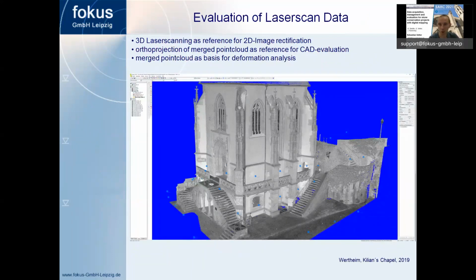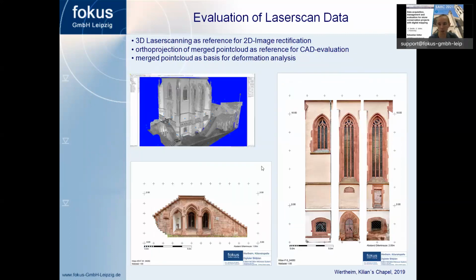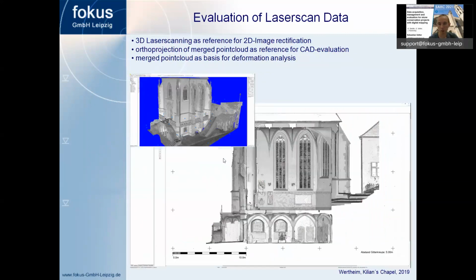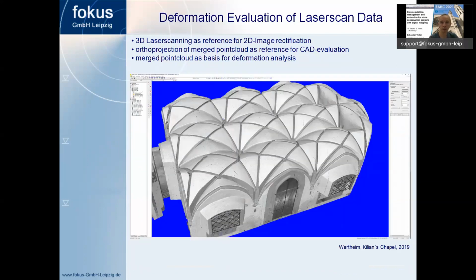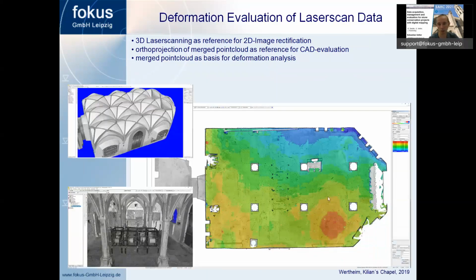In the next few slides, I will show you some examples of how we have used merged point clouds in our daily work. At first, a point cloud where we have used orthoprojections as a base for 2D image rectification. You can see over here. You can also see the orthoprojection of the point cloud is quite a good 2D base for evaluation. Here in the second example, we use the merged point cloud for analysis of deformation of the floor.